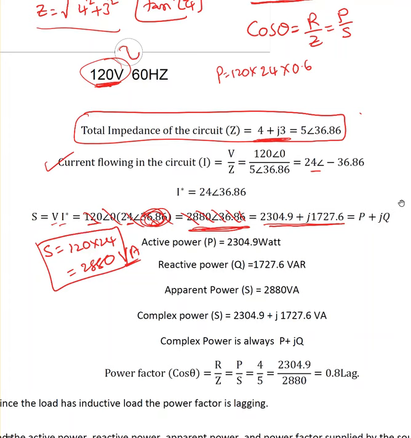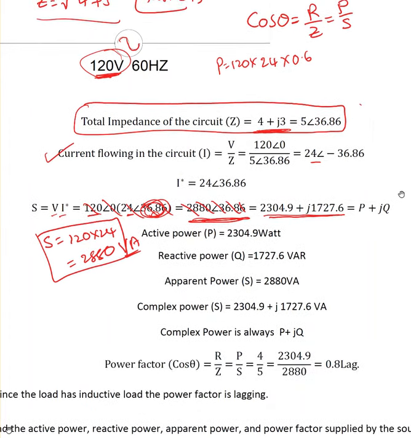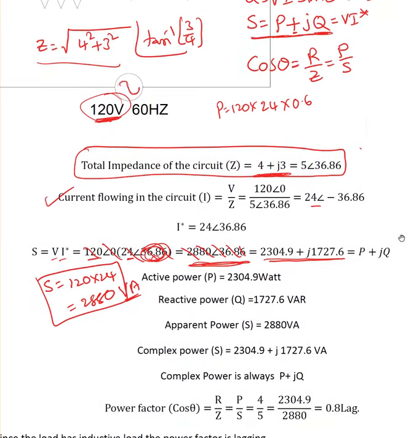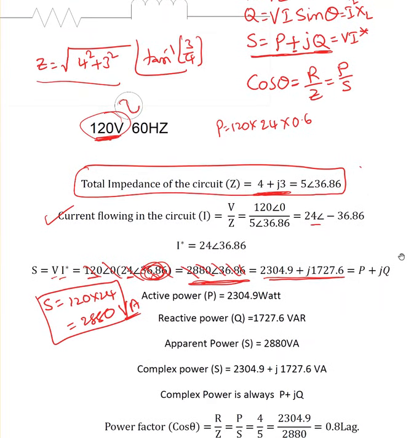Now, for active power, as I mentioned, you can use the above formula. I have 120 times 24 times, what is cos theta here? I didn't find it yet. Cos theta is R over Z. I have R equal to 4, Z equal to 5. That's 0.8 lagging.